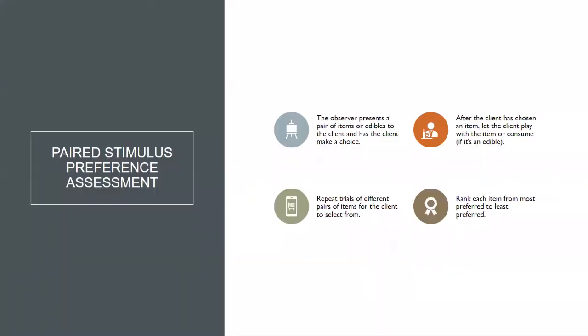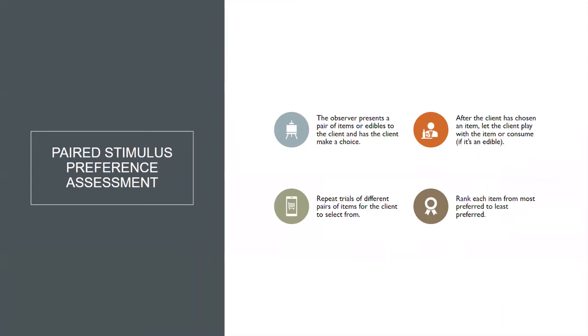Paired stimulus preference assessment is when the observer will present a pair of items or edibles to the client and allow the client to make a choice from these options. Once the client has chosen an item, let the client play or interact with the item or consume it if it's an edible. Just as a side note, make sure you know your client's allergies before giving them any sort of edibles.